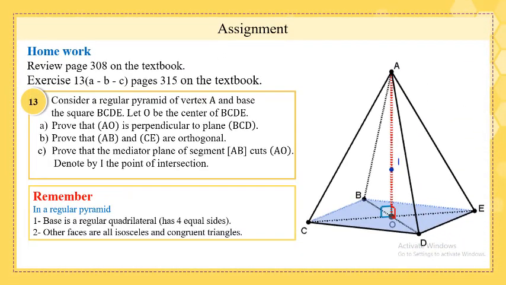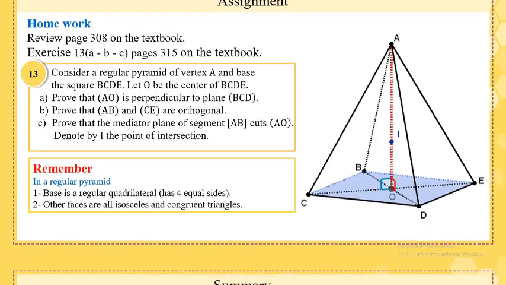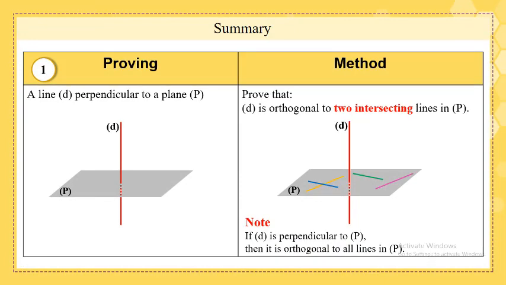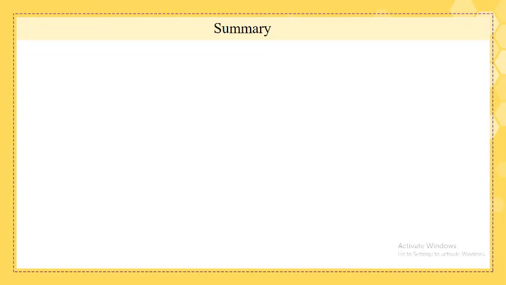As a homework, please review page 308 on your textbook and solve exercise 13, parts A, B, and C, page 350. The following summary summarizes all the main ideas we have taken so far.